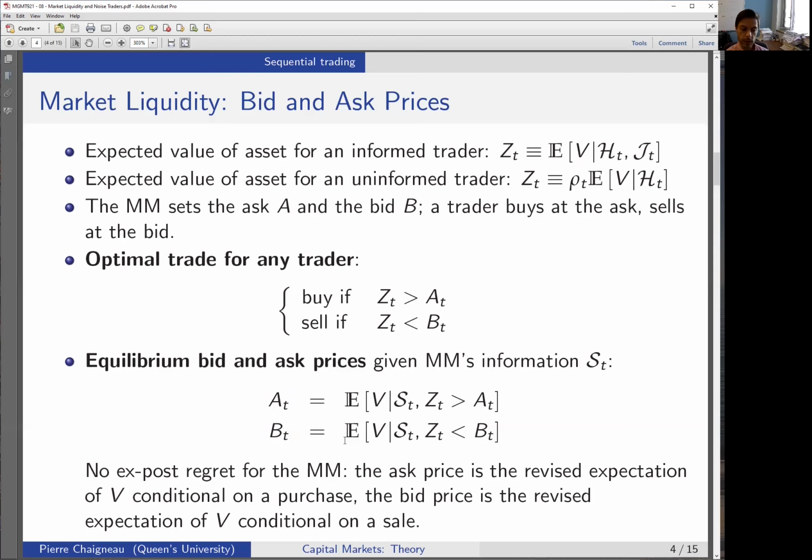And here the idea is that the ask price, A_t, will be larger than B_t, simply because the market maker is going to take into account the fact that the trader buying or selling the asset is not completely random. It is completely random in the case of an uninformed trader. And this is where the market maker is actually going to make some money by trading with uninformed traders, who trade for purposes other than information.